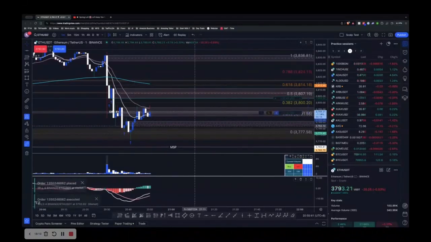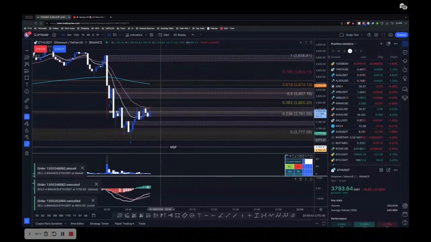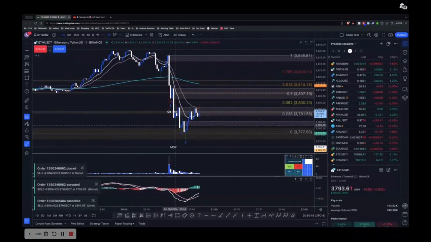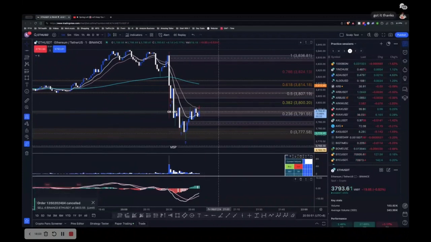Yeah, I'm just going to get out of this trade. Because this is looking more like it's trying to create a new lower low instead of trying to break back to where it was. That's why I say, you know what, screw it, I'm just going to get out.